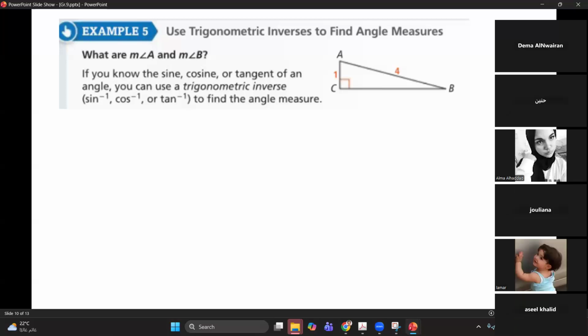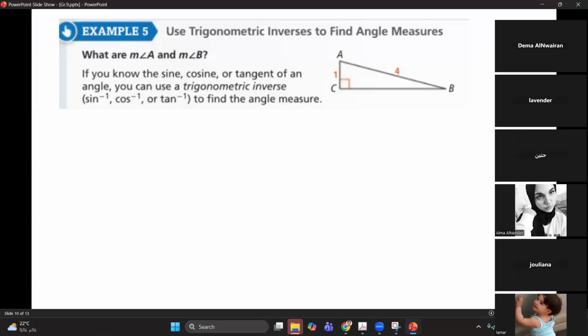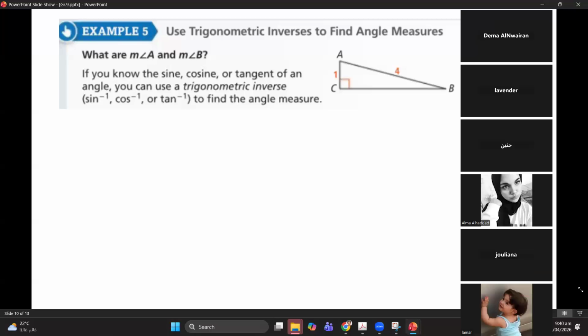Now, we know that AC, the C angle is 90.